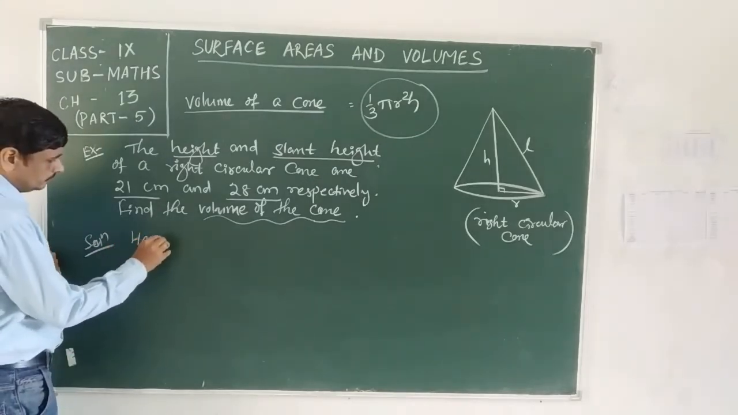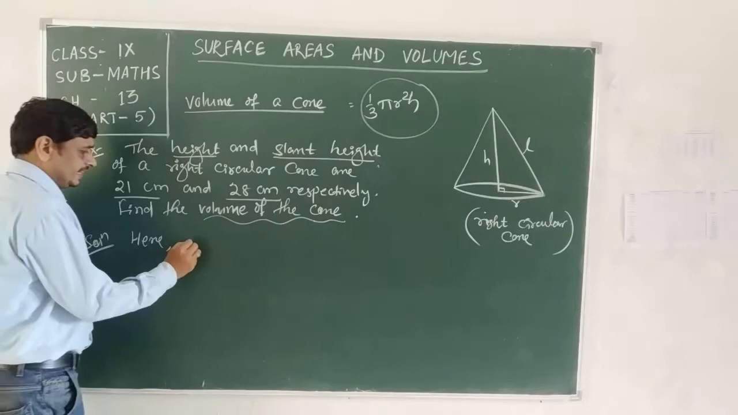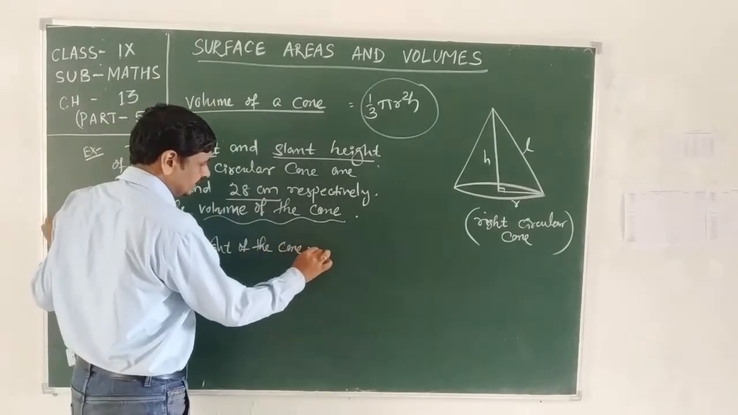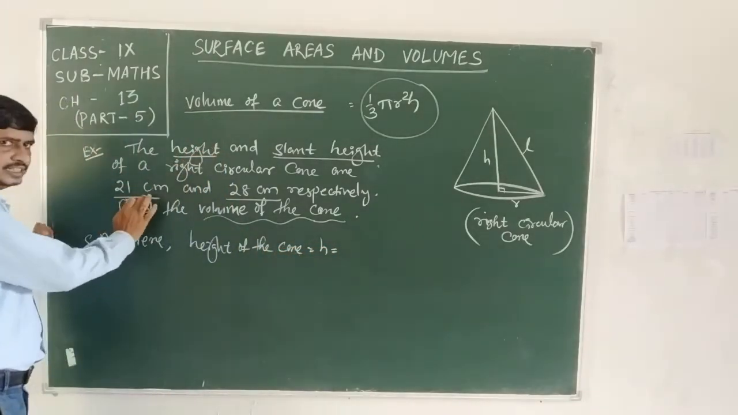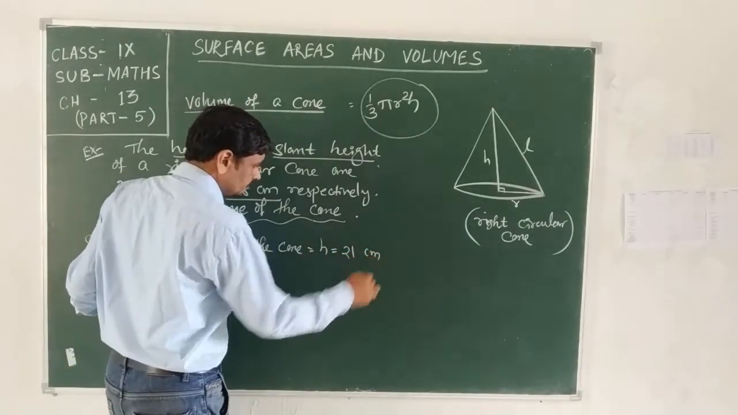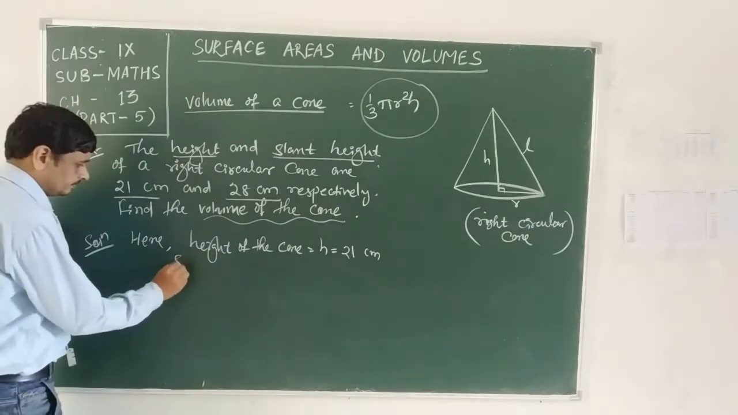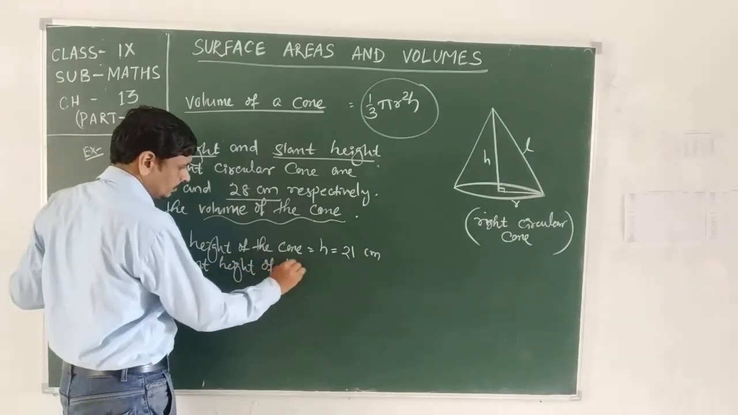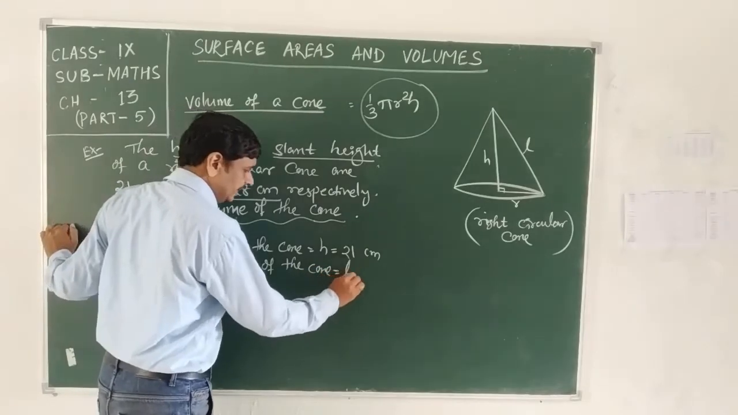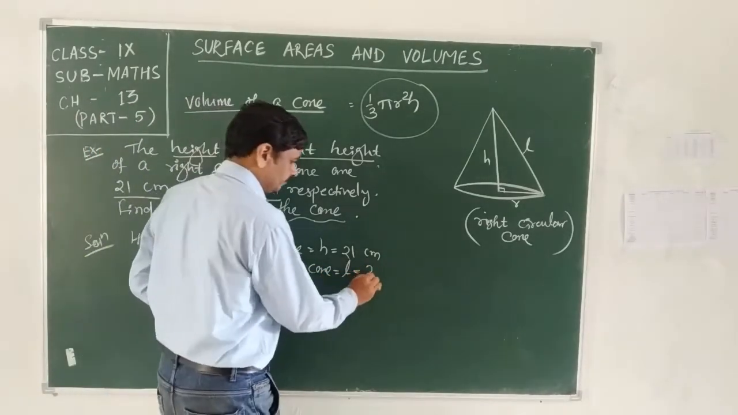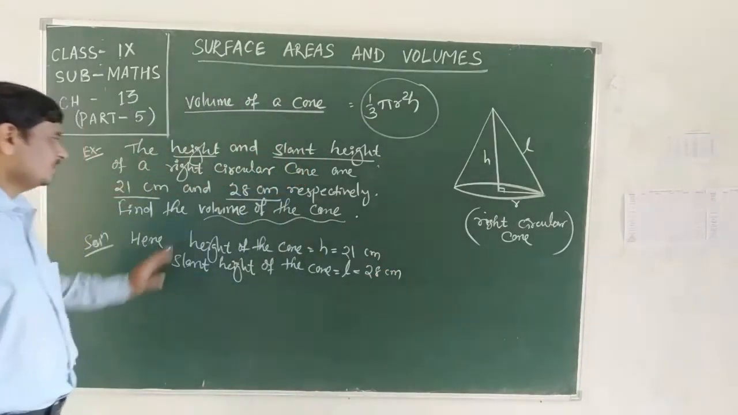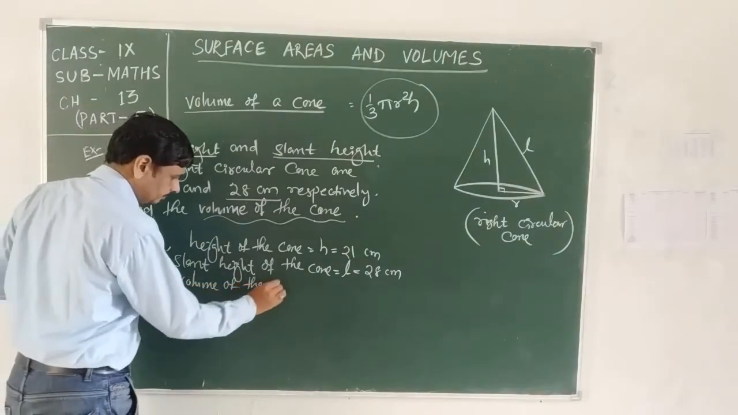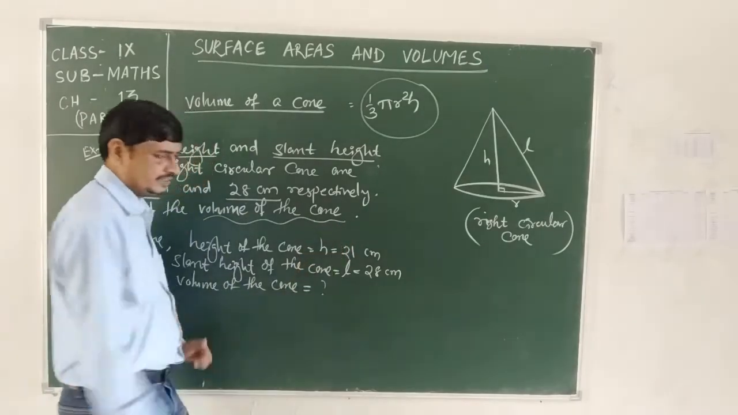Here, height of the cone, that is denoted as h, is given as 21 cm and slant height of the cone, that is denoted by L, is given as 28 cm. We have to find the volume of the cone.